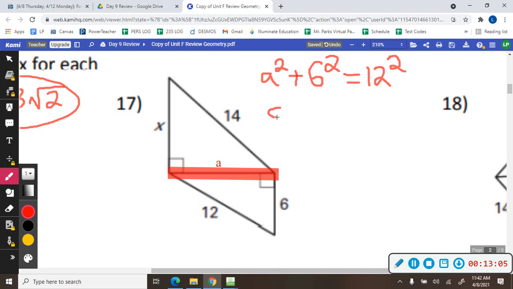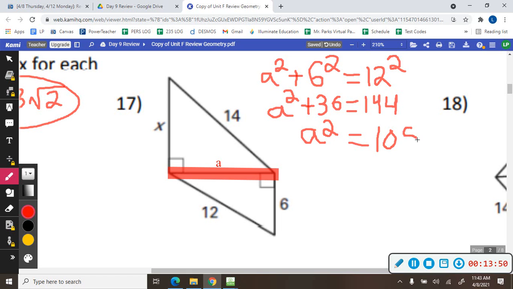A squared stays a squared. 6 squared is 36. 12 squared is 144. I subtract off 36 from both sides to get a squared. The 144 minus 36 is 108. So that means a equals the square root of 108. And you can simplify that, but I'm just going to leave it as 108 for now. I'm going to wait till the end to simplify.